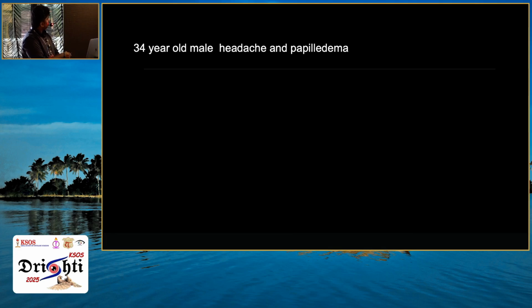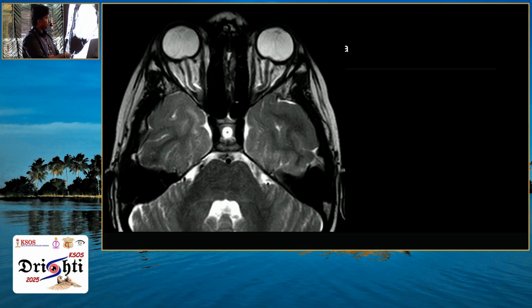Another case, 34-year-old male, headache and papilledema. Primarily, idiopathic intracranial hypertension we suspect. What are the features of idiopathic intracranial hypertension that we should look out for? First, in orbits. Because of increased intracranial pressure, the CSF sheath along the optic nerves tries to distend. It distends, and the optic nerve width increases, and it appears bilaterally symmetrical on both sides. Increase in optic nerve sheath diameter is an indication of idiopathic intracranial hypertension.